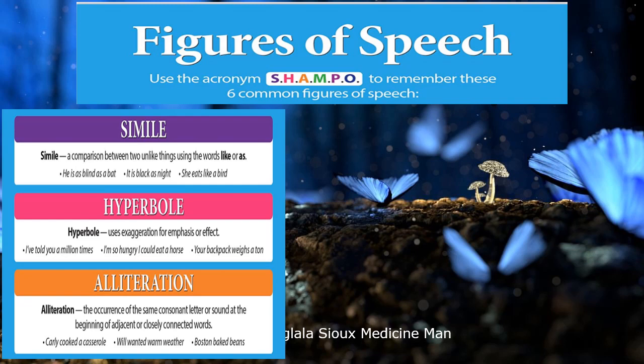The third one is alliteration. What is an alliteration? Alliteration is the occurrence of the same consonant letter or sound at the beginning of adjacent or closely connected words. Jadi alliteration itu adalah pengulangan dari beberapa huruf konsonan atau beberapa bunyi untuk membuat slip of the tongue. Jadi seperti permainan untuk kata-katanya yang hampir mirip-mirip gitu ya.